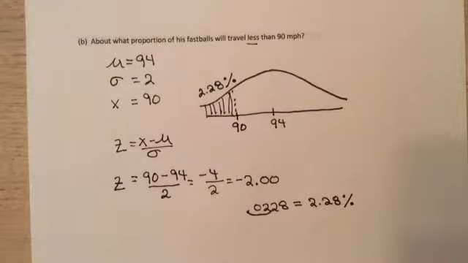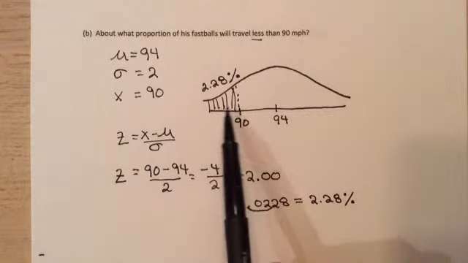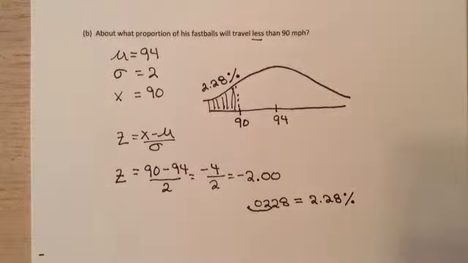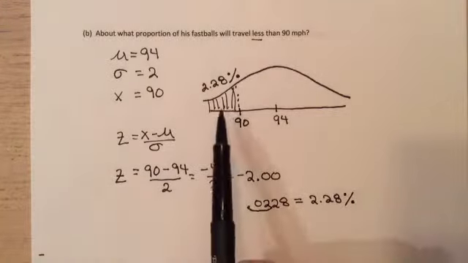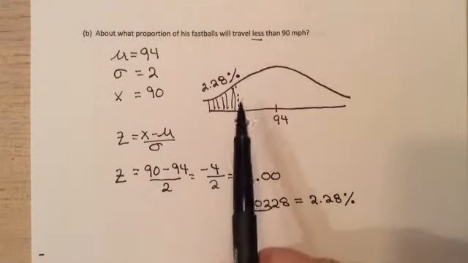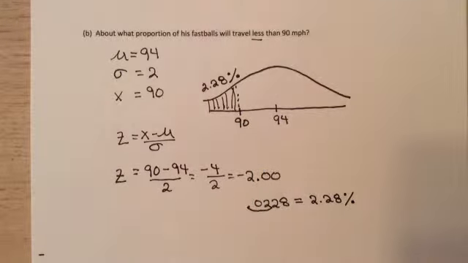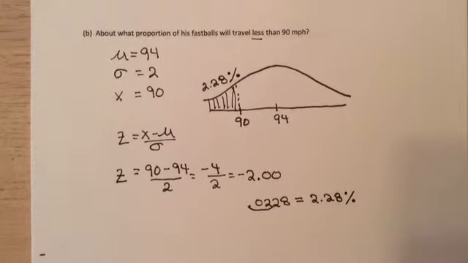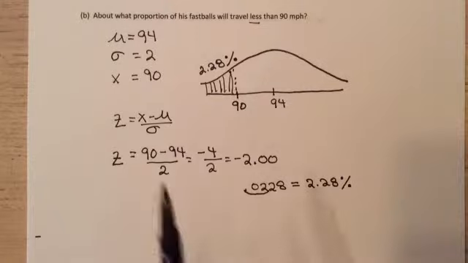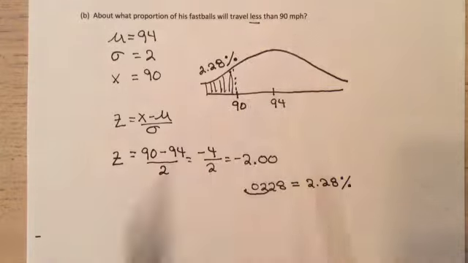One thing that we're going to notice is that the values from the table are always the proportion that are to the left of the value on the x-axis. So in this case, it represents the proportion of fastballs that are slower or less than 90 miles per hour. Remember that we have to write this in context on the AP exam. So we want to answer the question. What question was being asked? What proportion of his fastballs go less than 90 miles per hour?